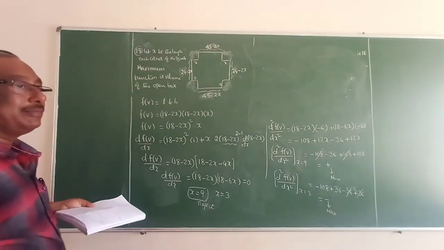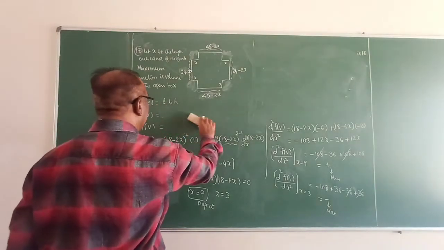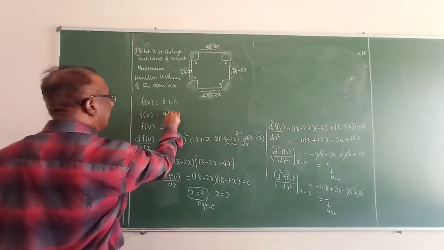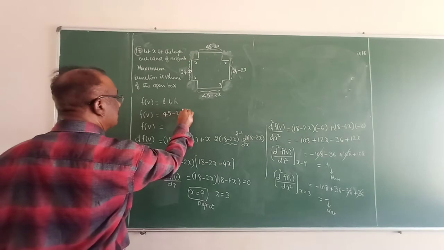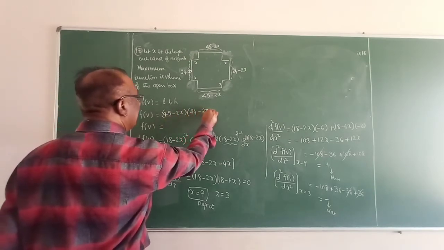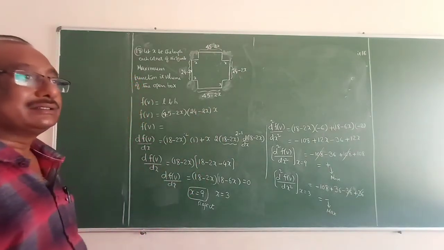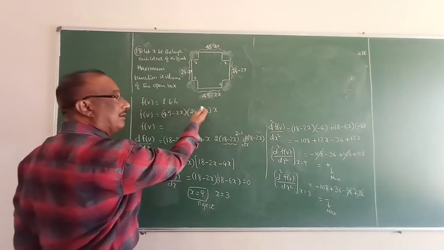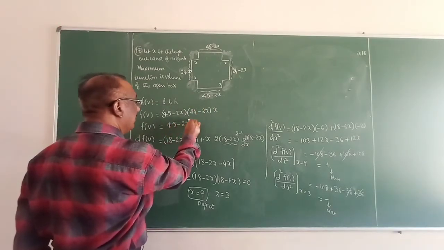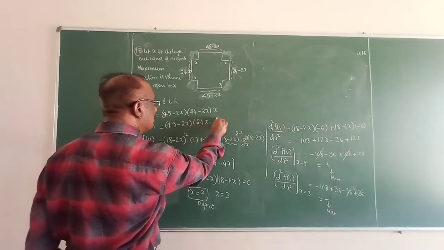Write down f of x is equal to length into breadth into height. Length is 45 minus 2x, breadth is 24 minus 2x, and height is always x. Multiply x with any one of the brackets: (45 minus 2x) multiplied by (24x minus 2x square).